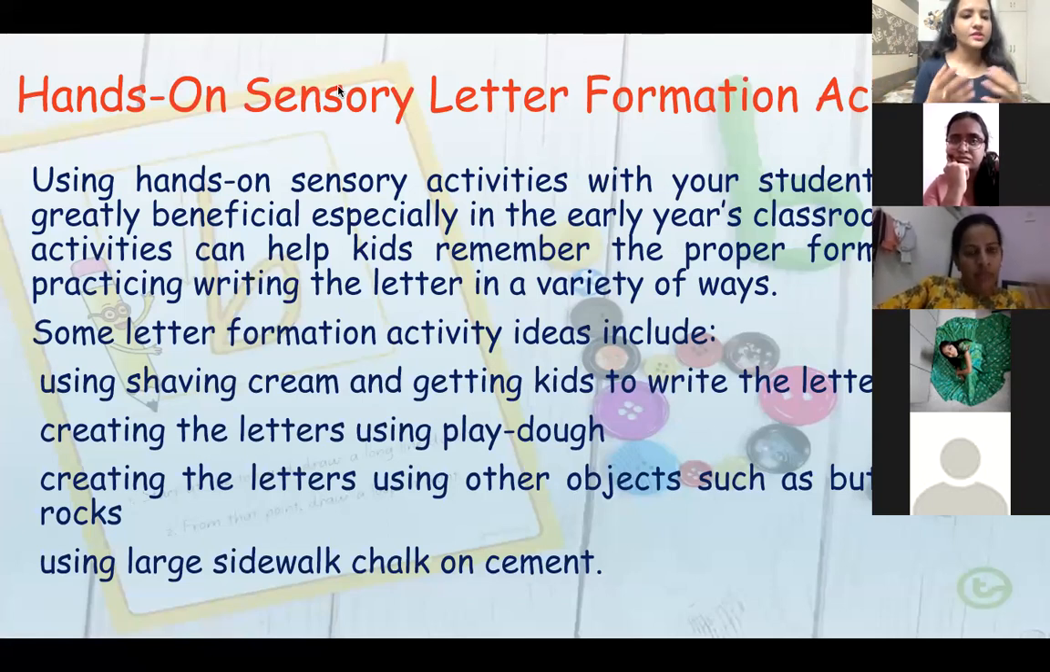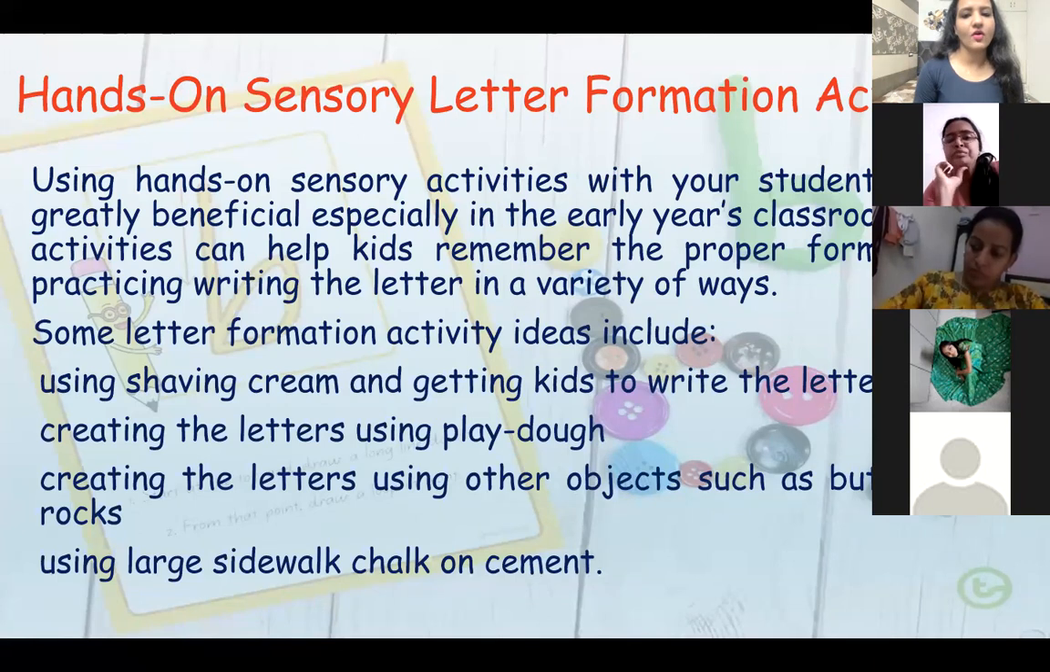So try to find such activities, multi-sensory activities we call them, where the child is using all the senses and learning whatever we want our child to learn. Using hands-on sensory activities with your student is greatly beneficial, especially in early year classrooms. These activities can help kids remember the proper formation by practicing writing the letter in a variety of ways. Like making the formation in the air with the finger. As you can see behind this written text, can you see some buttons? With the buttons, a letter B is being formed. With beads and stones, a letter is formed.